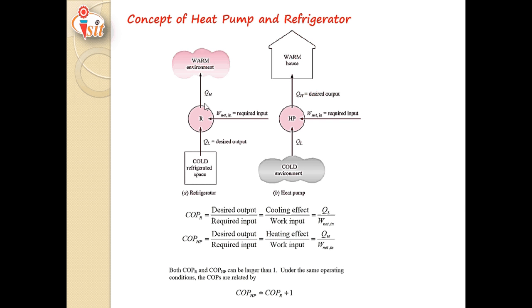So COP of a refrigerator is given by desired output upon required input, that is cooling effect upon work input, QL upon W net. Similarly, COP of a heat pump is equal to desired output upon required input. So the desired output here is the heating effect divided by work input, which is equal to QH upon W net. Both COP of refrigerator and COP of heat pump can be larger than 1, and there is a relation between them: COP of heat pump is equal to COP of refrigerator plus 1.